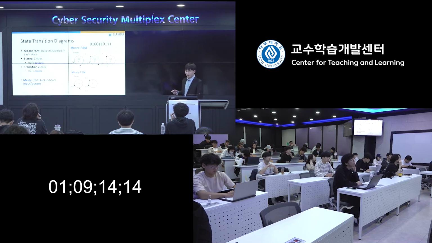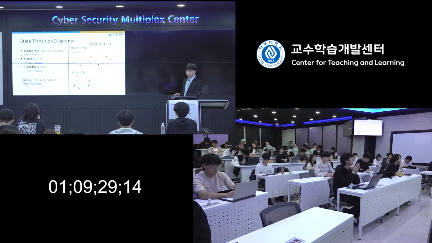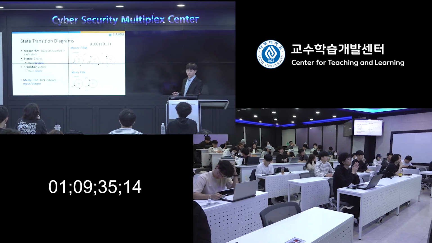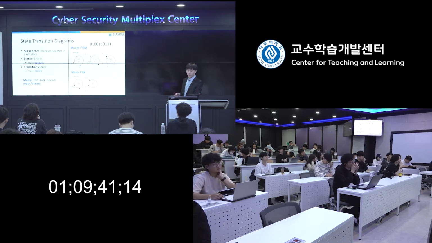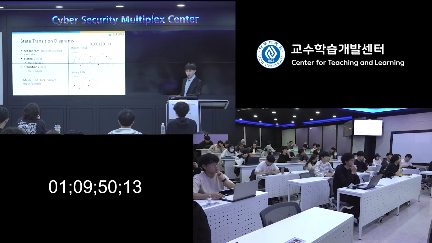On the other hand, for the Mealy FSM, it just has 2 states, S0 and S1. Then the output is on the arcs, right? So from S0, it has 2 inputs, whether it's 1 or 0. It's similar to the 0 and 1, but in this case, it's along with the output. Output will be attached to the state transition. So if it's 1 and the output is 0, if it's 0, the output is still 0, and you move to S1.